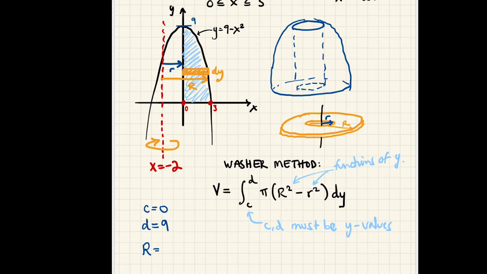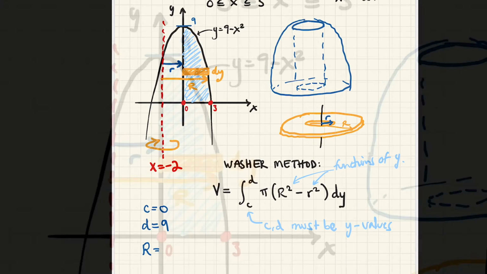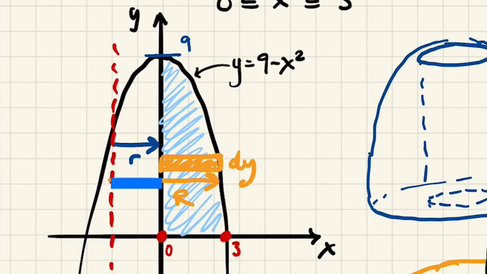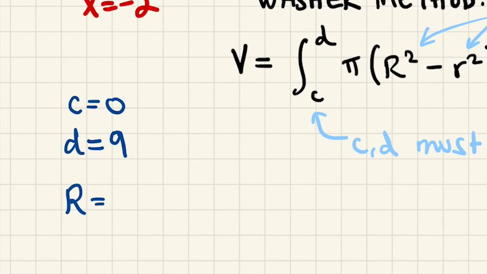Okay, well, what's capital R going to be? Well, capital R is this fixed length here, which is 2 units, plus this variable length here, which we can think of as just a variable x dimension. So let's call for a moment capital R 2 plus x. And we ultimately need to write it in terms of y.